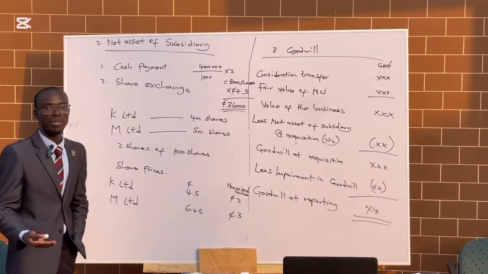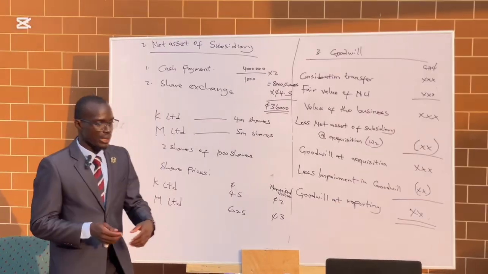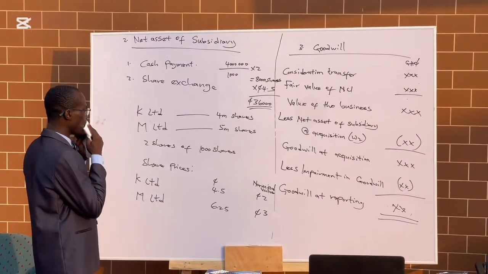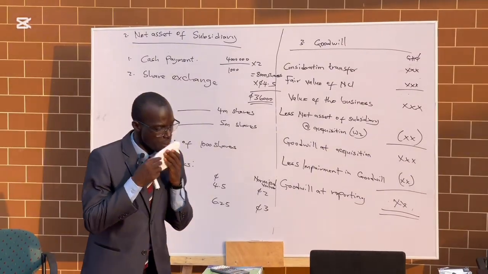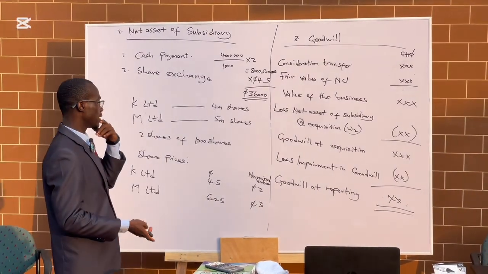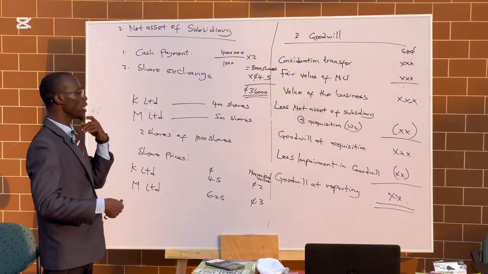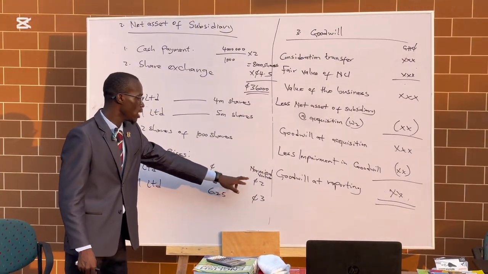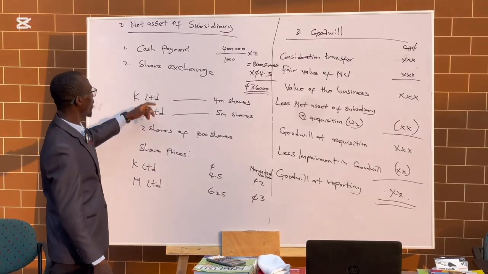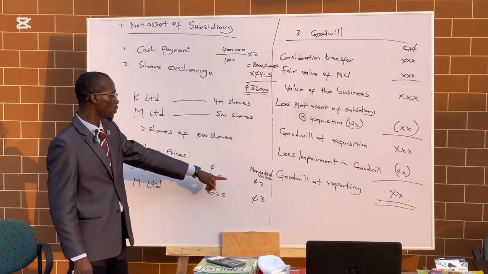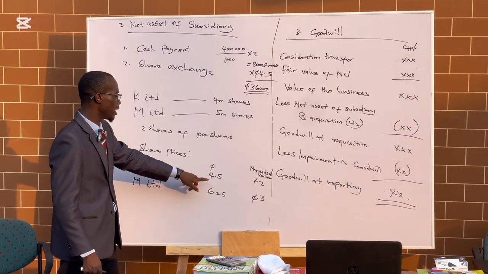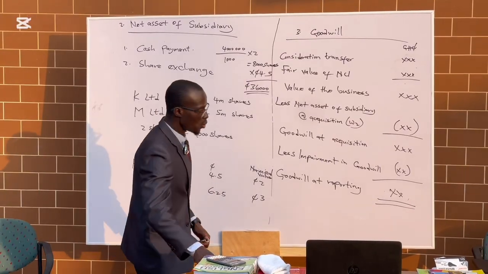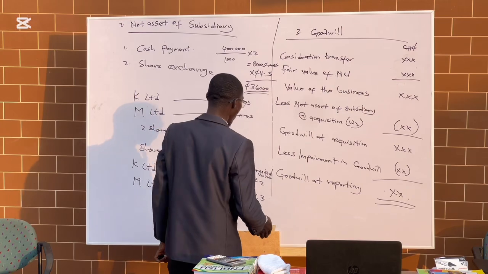Share premium comes in whereby, when you are issuing the shares, you didn't use the nominal value. In this case, the nominal value is 2 Ghana cedis. But when the parent is issuing this one, he issues at the market price, which is 4.5.